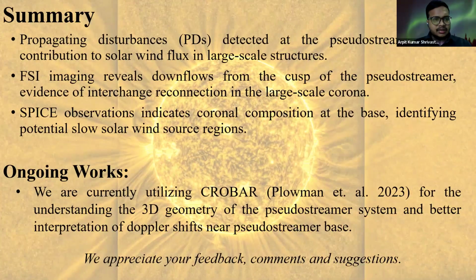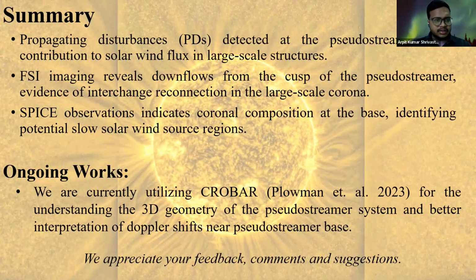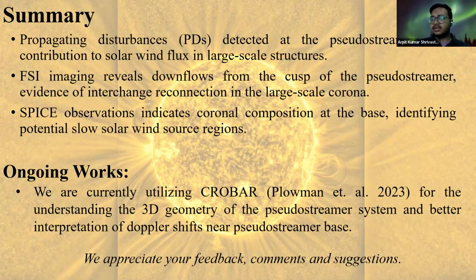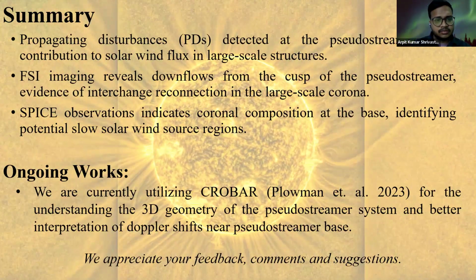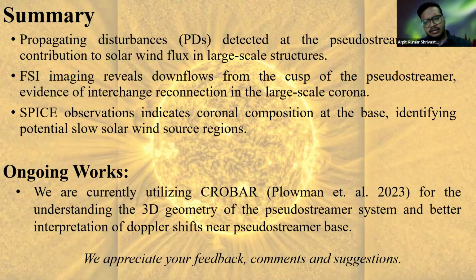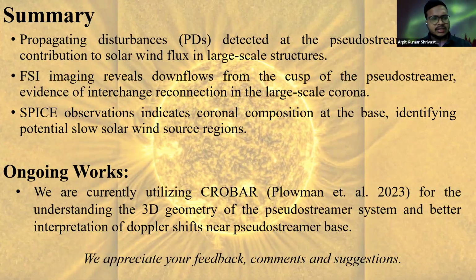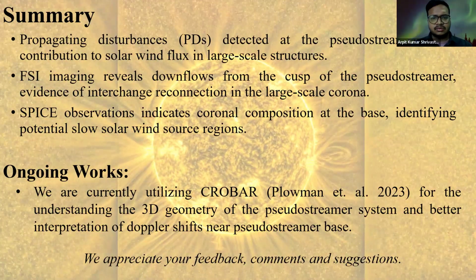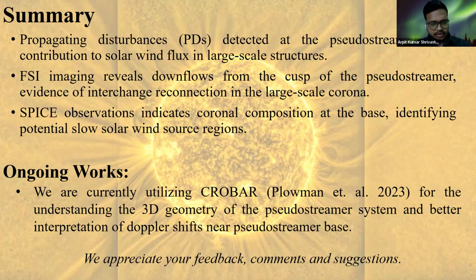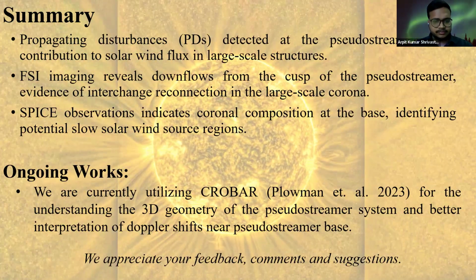So in summary, we looked at the inner corona, we looked at the middle corona, we looked with imaging observations and with spectroscopic observations, and we studied what could be the scenarios happening in these large structures which are giving rise to the slow solar wind in general. So that's all from my side. Thank you for listening to me. I'm open for any questions.